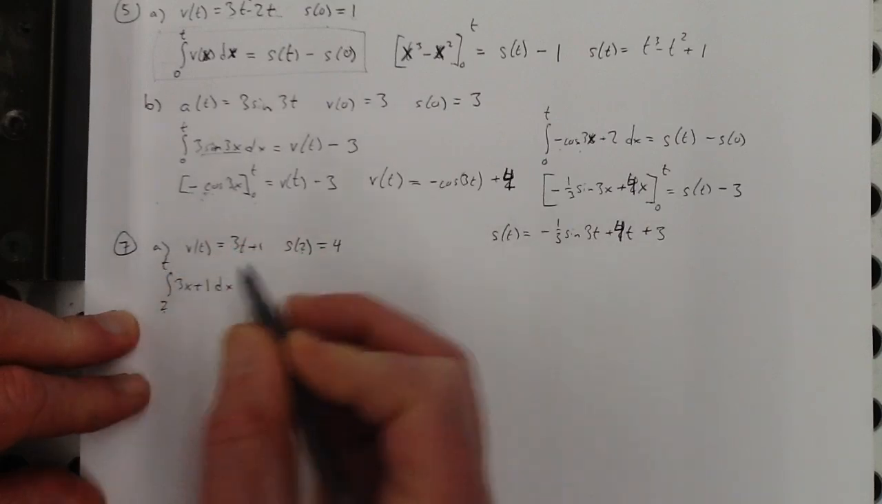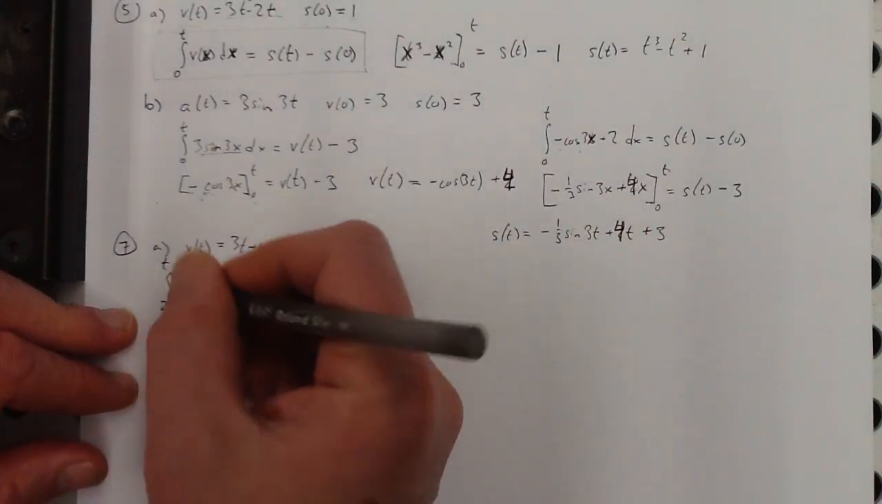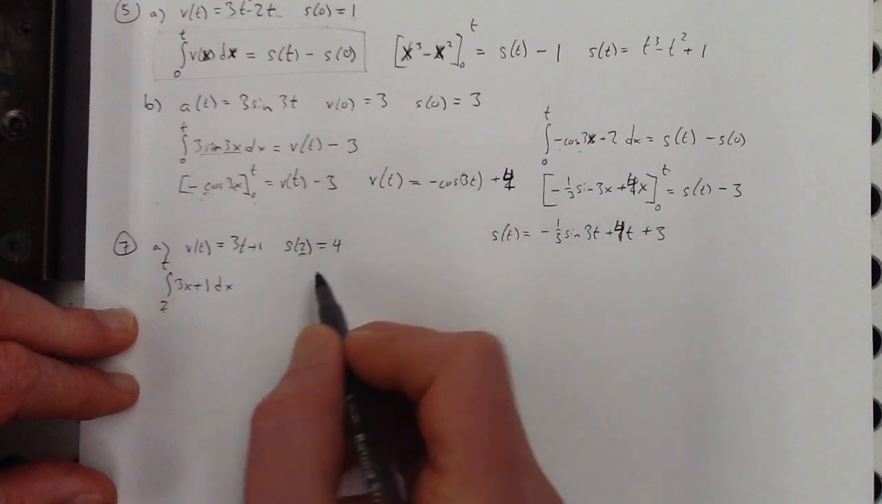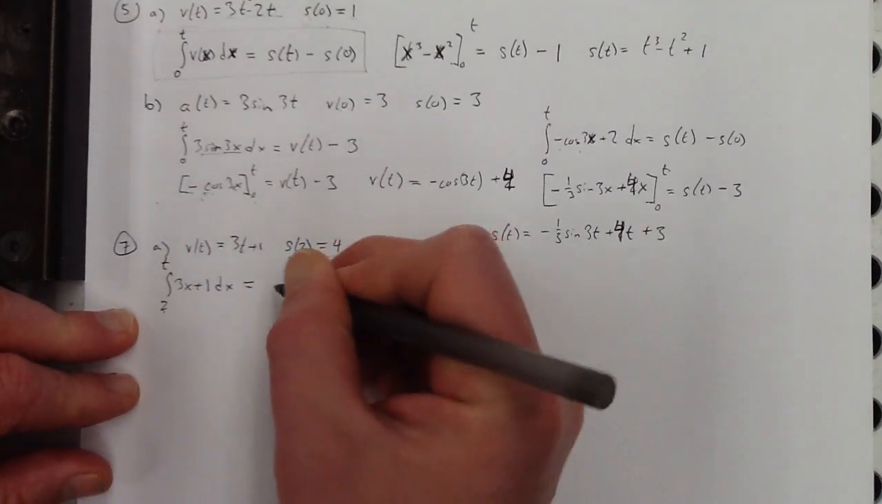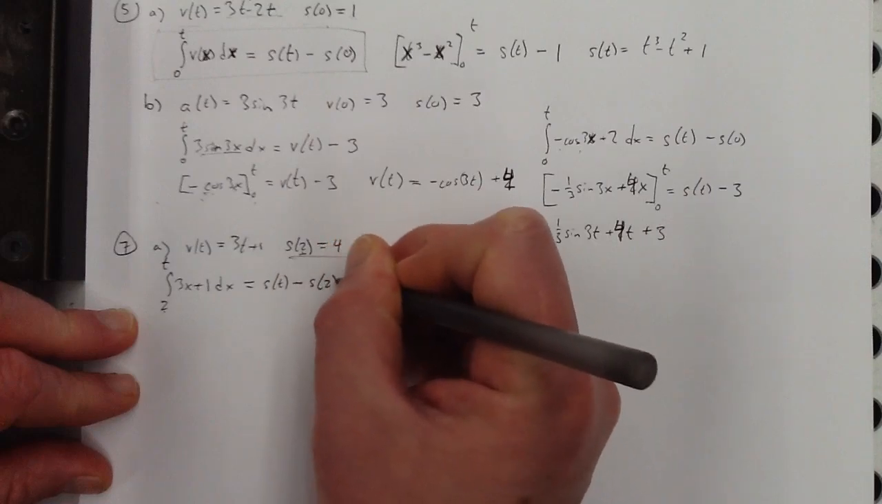Why am I starting at 2? Because 2 is the thing that I know about. I don't know about 0 here, so it doesn't make sense to go from 0 to t. Got to go from 2 to t, because I know this. Because on this side, I'm going to have my s of t minus s of 2.